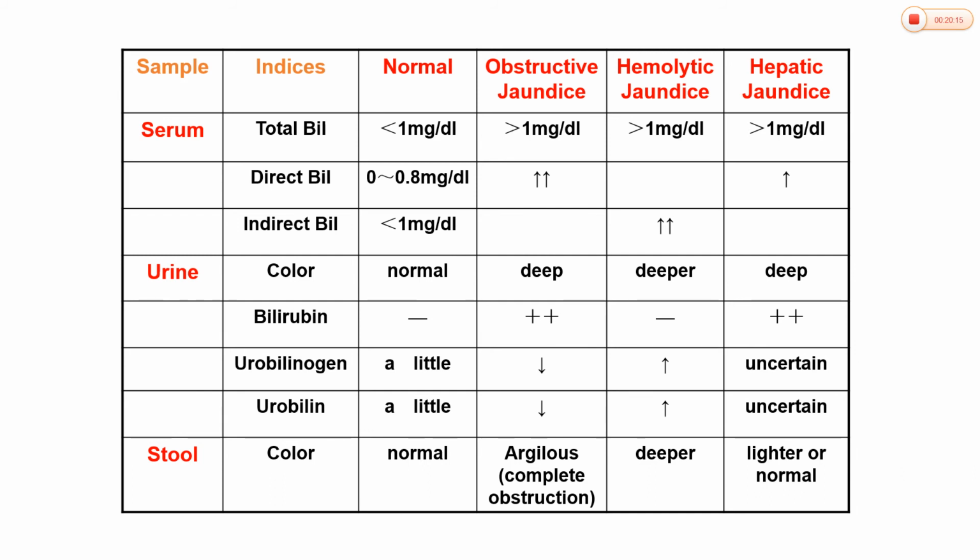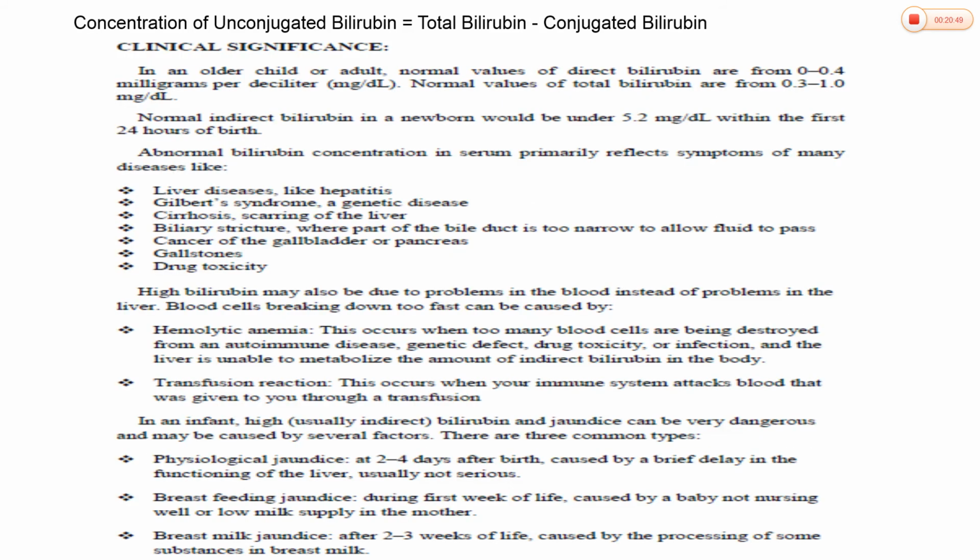So you can see there are elevated levels in both obstructive jaundice and hepatic jaundice. You can see an increase in the amounts of the total bilirubin as well as the direct bilirubin, whereas in normal conditions it is less than 1, and in these disease conditions it is more than 1. Also, the urine color becomes deeper in case of obstructive or hemolytic or hepatic jaundice. And further, the stool color is also known to change.